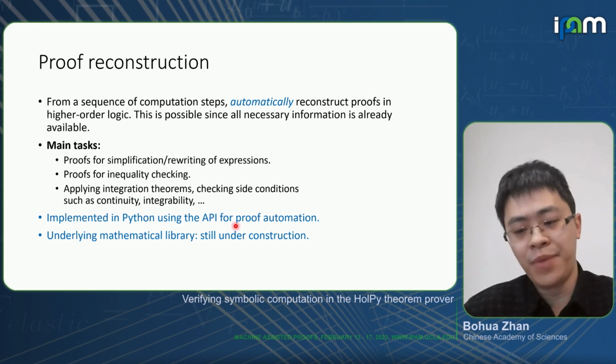We do have a proof of concept implementation using Python, using the API for writing proof automation that I mentioned before, and it is able to reconstruct the proofs in many of the simple cases. All this proof reconstruction relies on a mathematical library consisting of theorems in analysis. This part is still under construction, but we can imagine that this is something very standard and has been repeatedly done in Isabelle, Coq, or Lean, and other theorem provers.